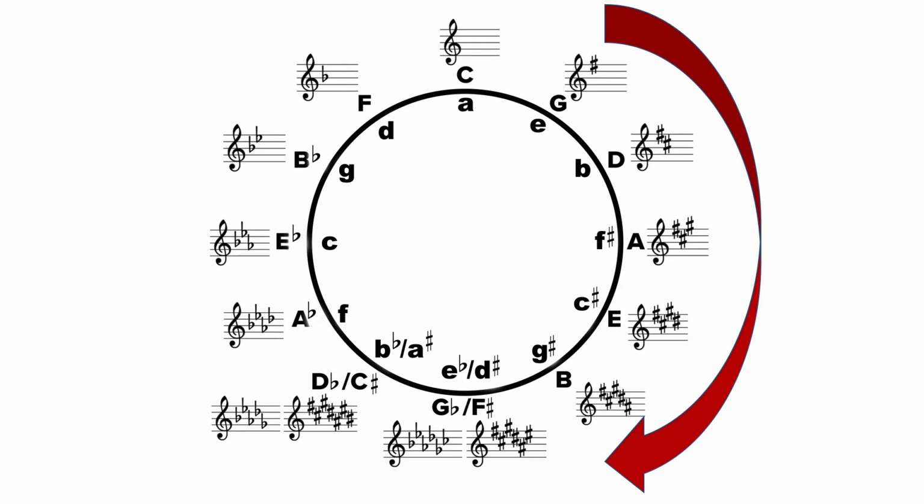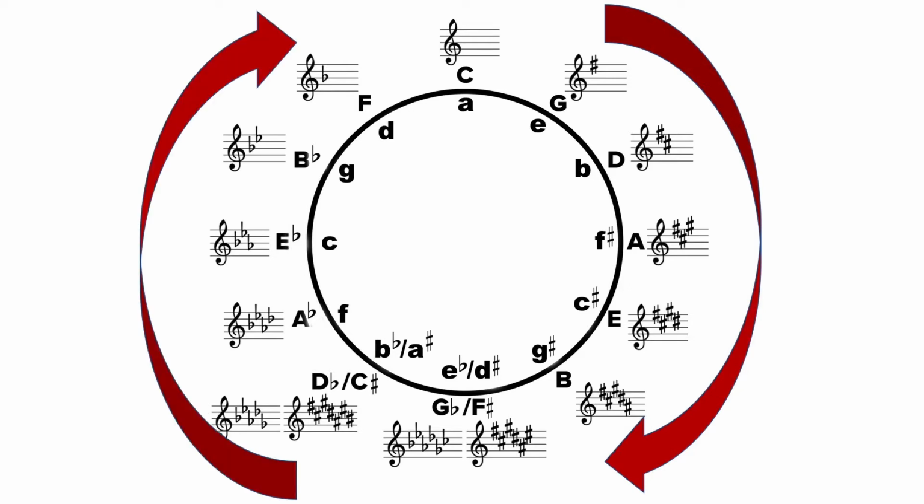It begins with C major, and with each new key signature, it is exactly a perfect fifth higher than the last key signature. And if you keep following this pattern all the way around, it will come back around to C major, hence the name, the circle of fifths.